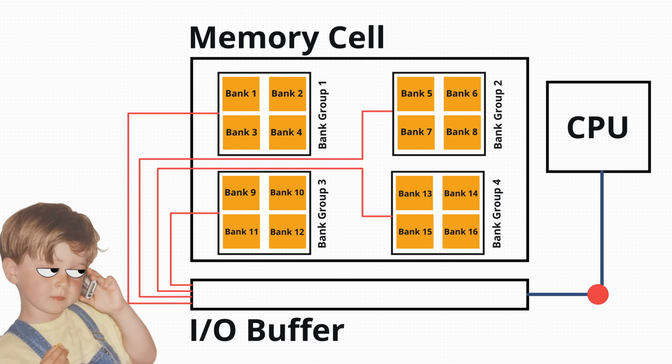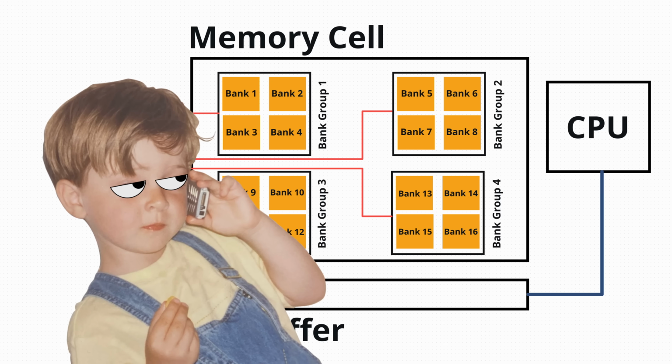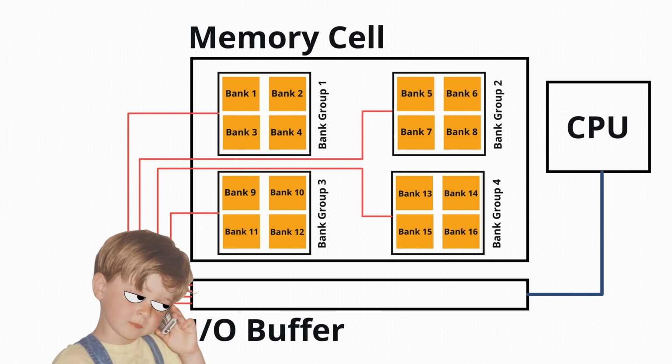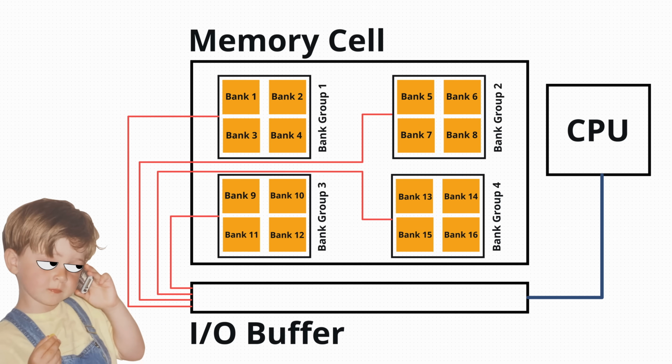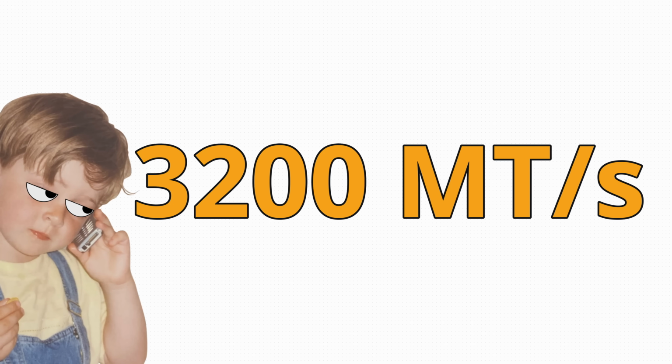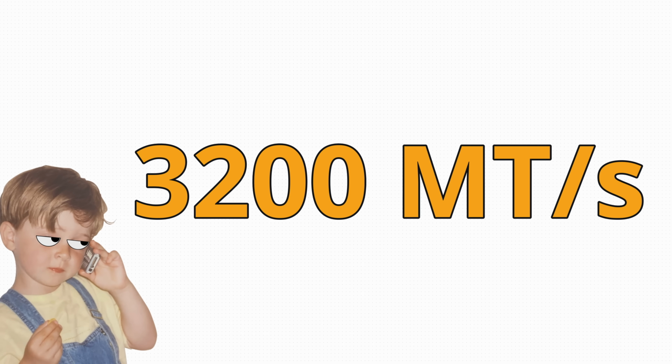DDR4 solved this by giving these banks separate internal lanes through the concept of bank groups. With 16 banks organized into 4 groups, the RAM could now tag team the data flow. While Group A is recharging, Group B is already sending data down its own private lane. This keeps the input-output buffer constantly full. And because the buffer was never empty, engineers could finally double the input-output bus signal speed and reach 3200 megatransfers per second.